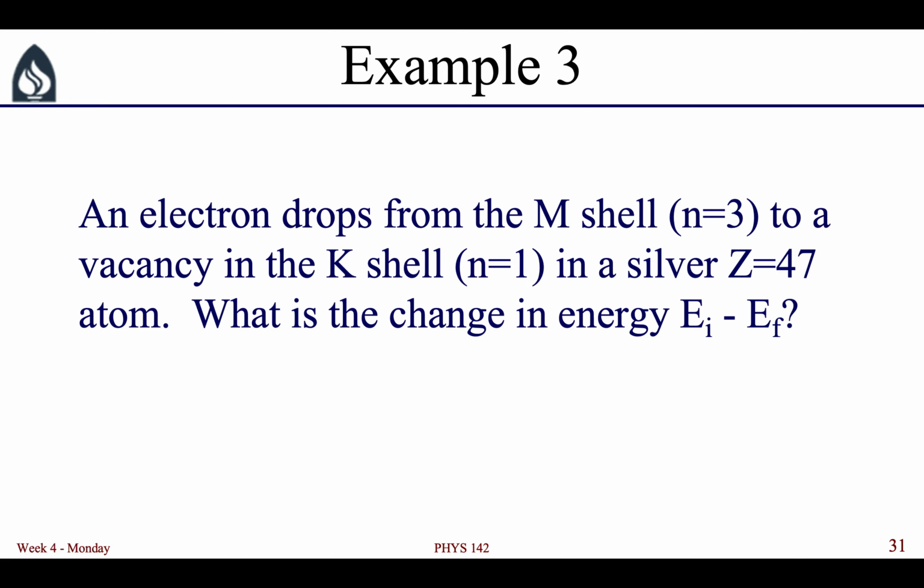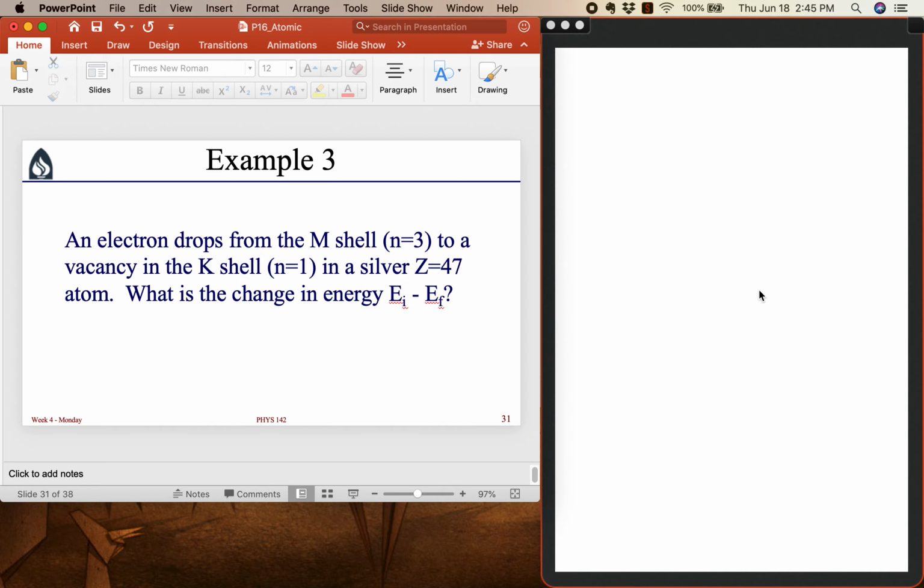So let's look at an example problem where we can practice doing this. Say we have an electron dropping from the M shell, which is n equals 3, to a vacancy in the K shell, which is n equals 1, in a silver atom. What is the change in energy, which would become the energy of the photon? So in this case, we need to estimate the energy levels for both the n equals 3 and the n equals 1.